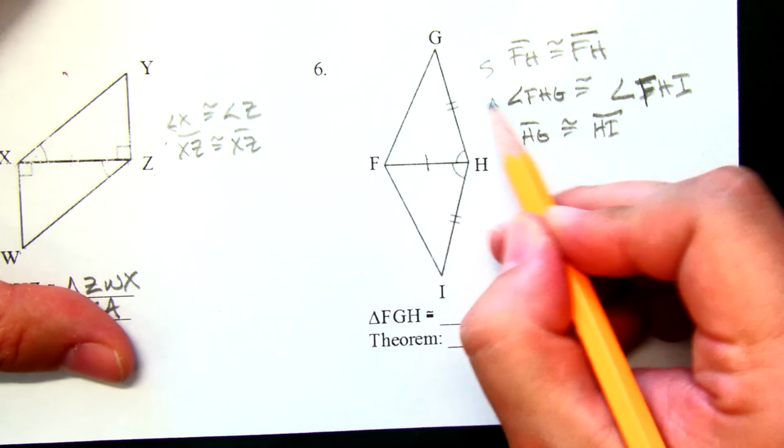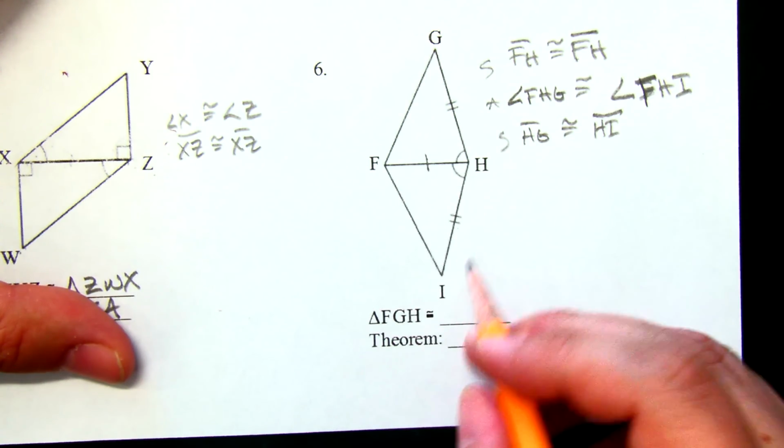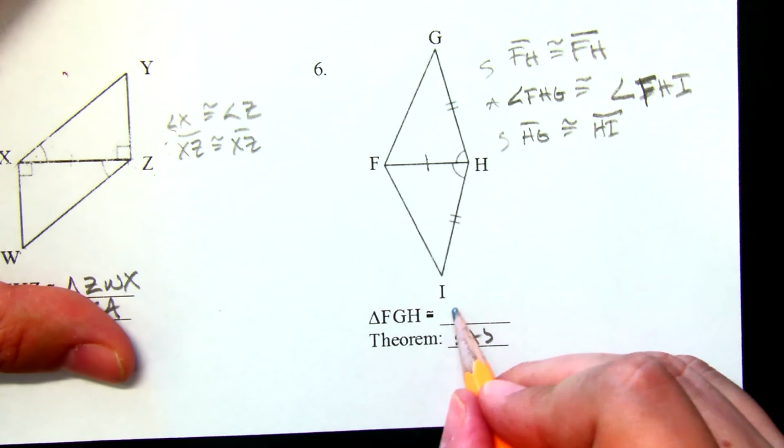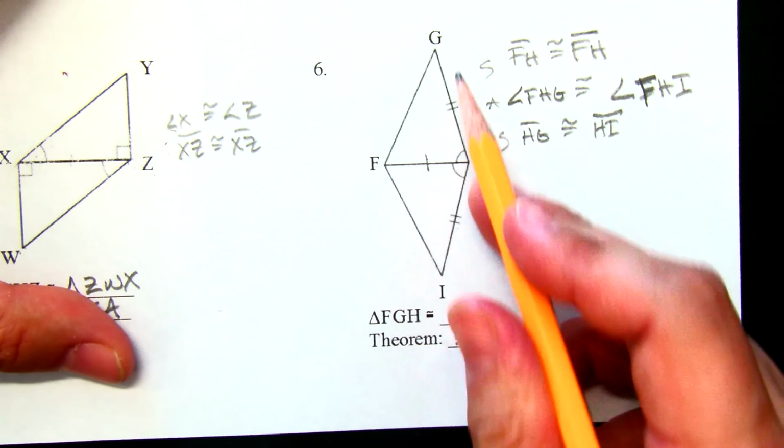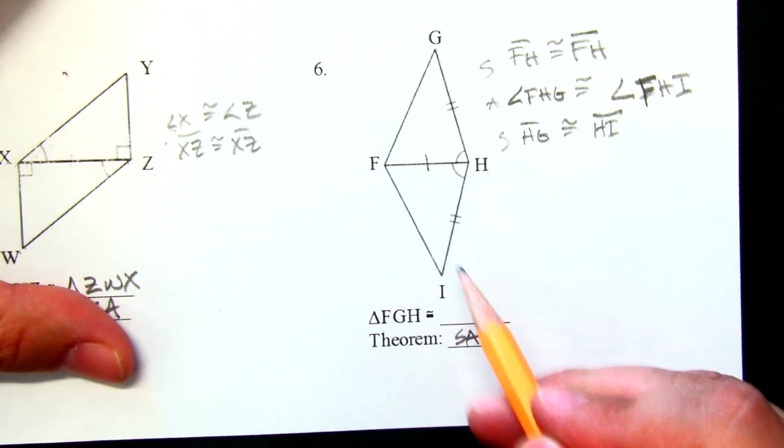Side, angle, side. And then FGH is going to be congruent to FIH.